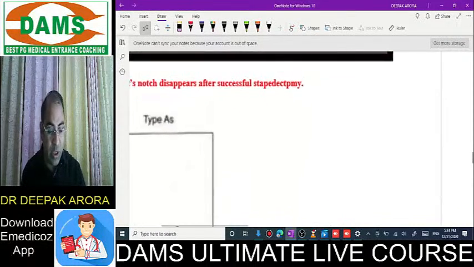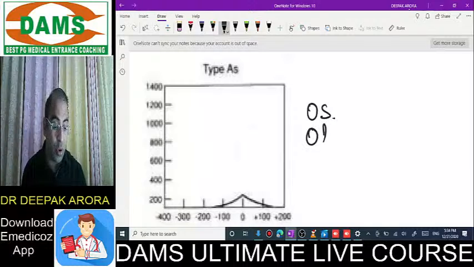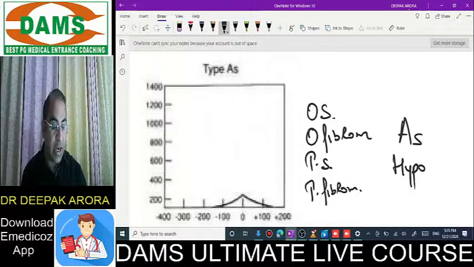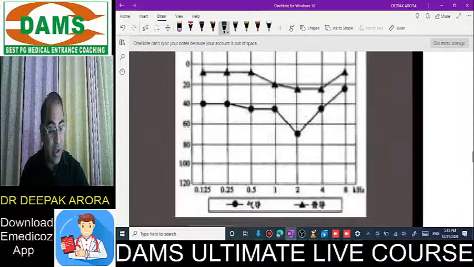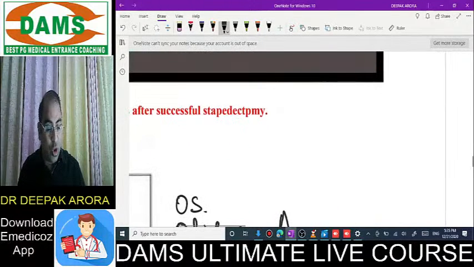Clear? So I'm showing you a few things. This is your As tympanogram. Differential diagnosis of As tympanogram: it may be otosclerosis, it may be otofibrosis, it may be tympanosclerosis, it may be tympanofibrosis. So all these are the differential diagnosis of As tympanogram. Hypomobile, we use the word hypomobile tympanic membrane. Clear? Carhart notch, always remember Carhart notch is a loss at 2000 Hz. It is seen in bone conduction. So these are the important points which should be in your tips.